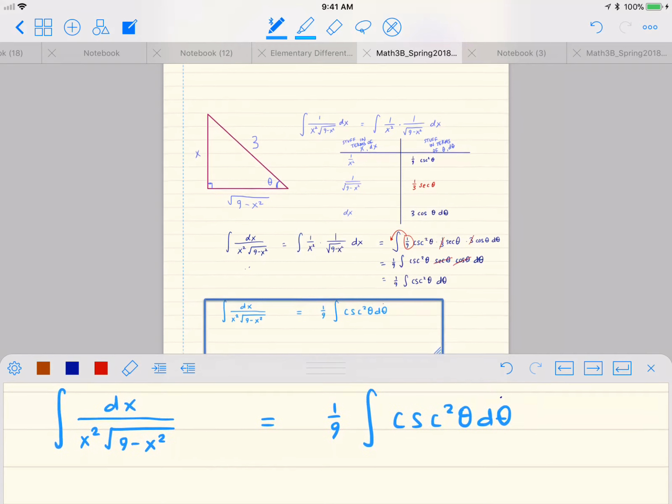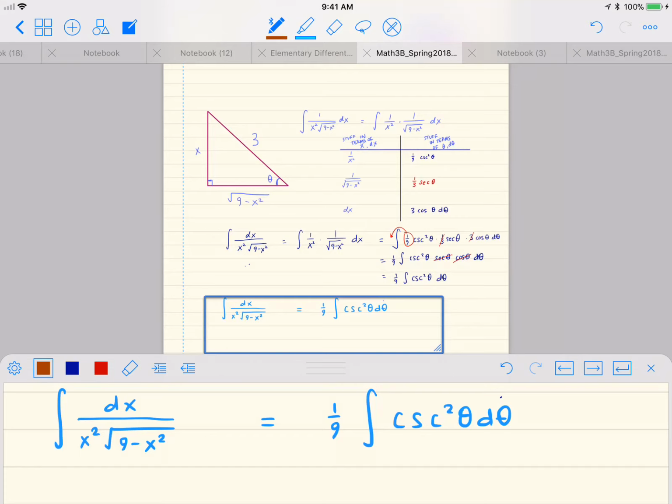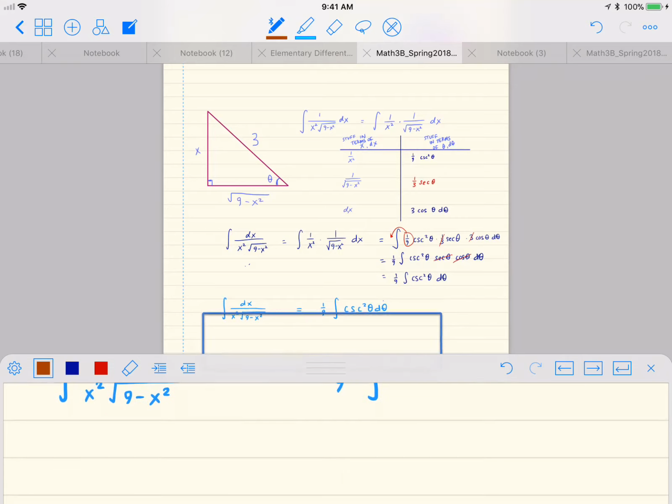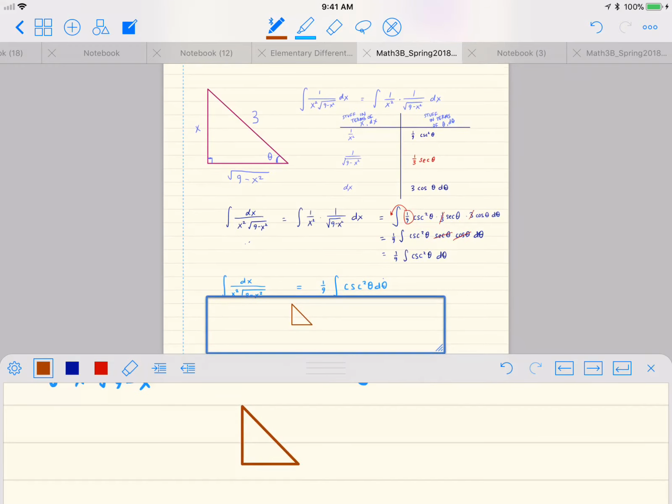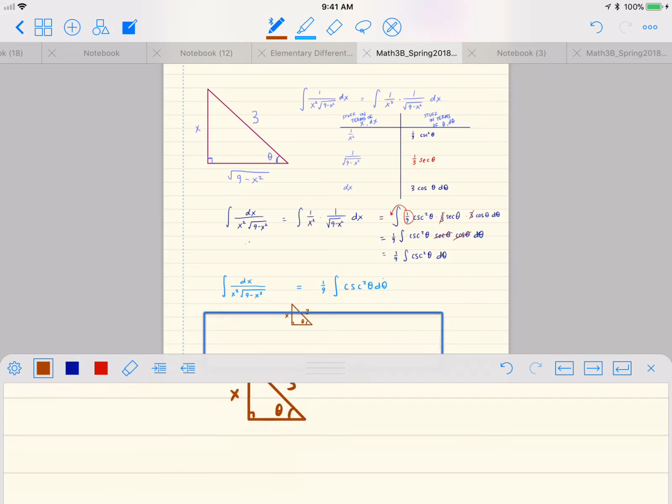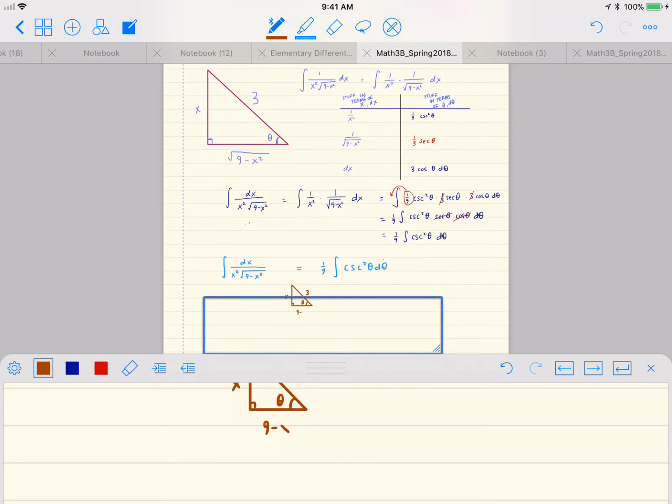And now I need to tell you the relationship between x and theta. So I'll do that down here. Now I'll have my triangle. I can do better than that. And then I'll say down here, what did I use? I used x, 3, theta. And then down here is the square root of 9 minus x squared.